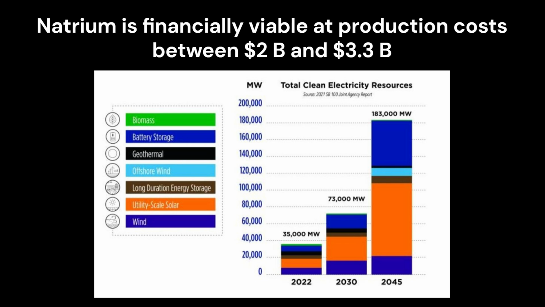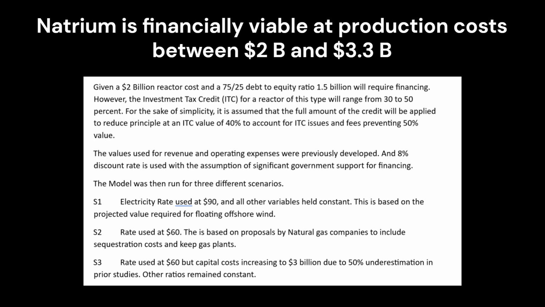Given a $2 billion reactor cost and a 75/25 debt-to-equity ratio, $1.5 billion will require financing. However, the investment tax credit, ITC, for a reactor of this type will range from 30 to 50%. For the sake of simplicity, it is assumed that the full amount of the credit will be applied to reduce principal at an ITC value of 40% to account for ITC issues and fees preventing 50% value. The values used for revenue and operating expenses were previously developed. An 8% discount rate is used with the assumption of significant government support for financing.